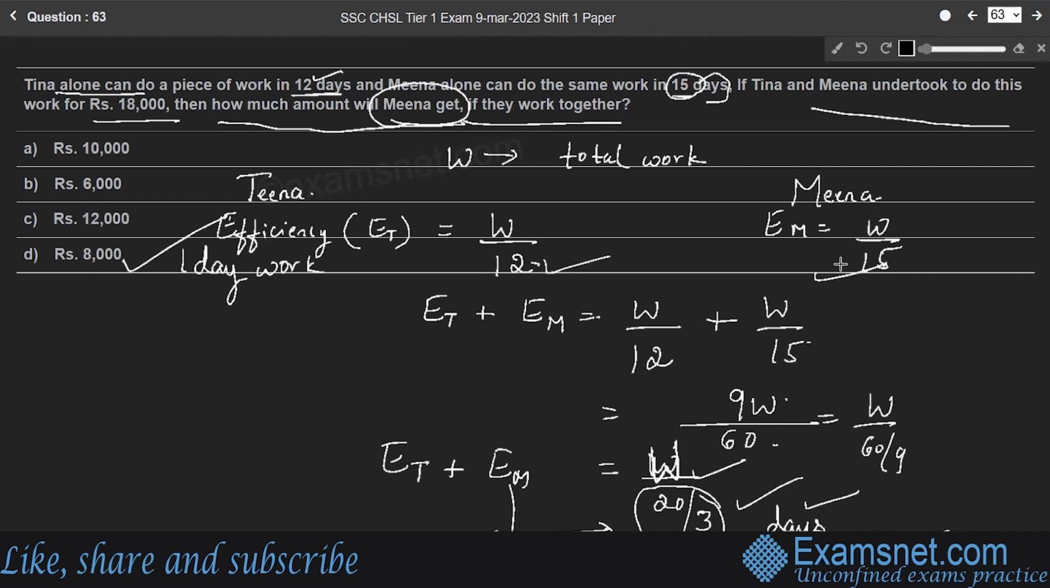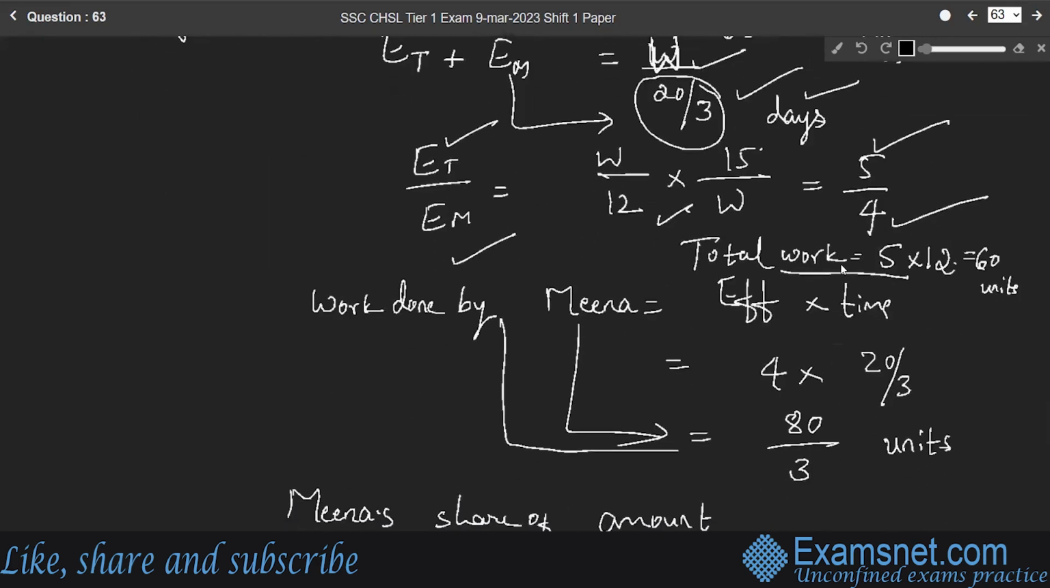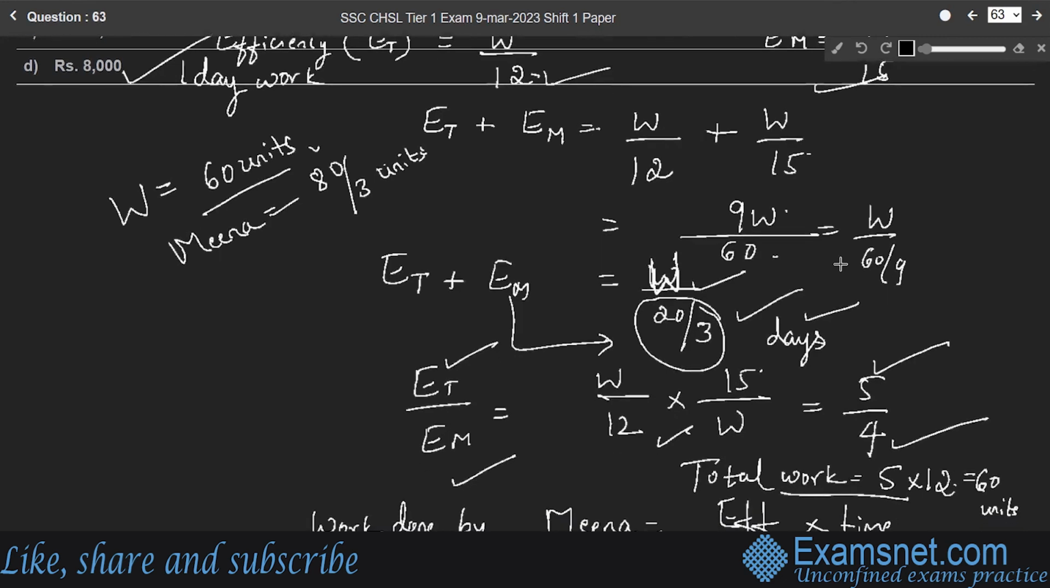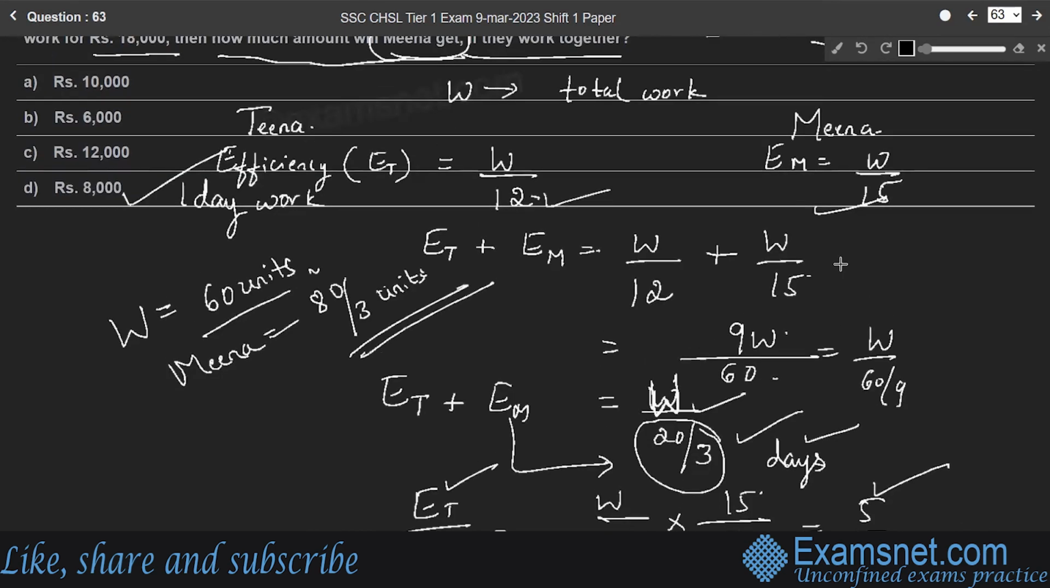Right? Here, students, first we need to find the value of work, which is 60 units total work. In that, Meena's work share, not the amount share, is 80 by 3 units. So to complete 60 units of work, they took 18,000 rupees. Therefore, to complete 80 by 3, Meena took 8,000 rupees. Therefore, option D is the right answer.